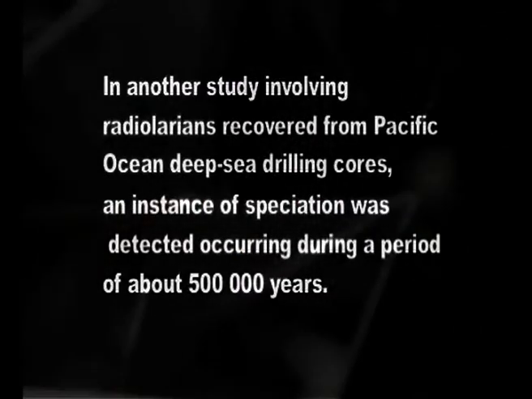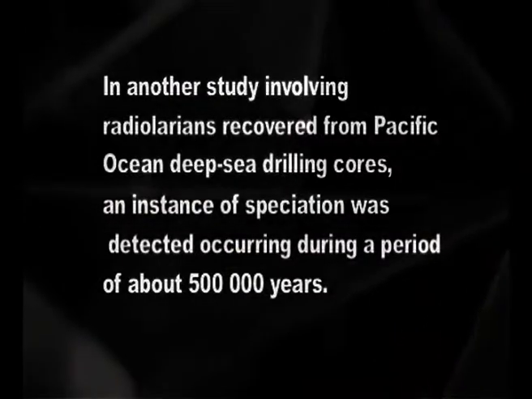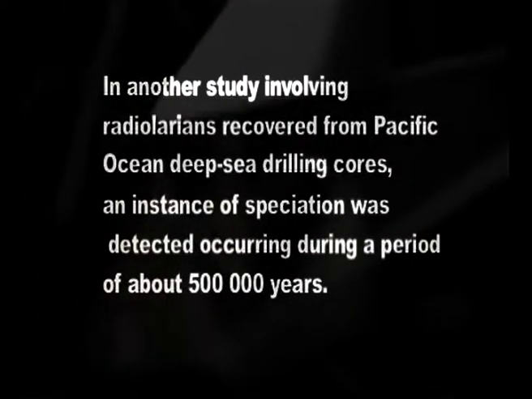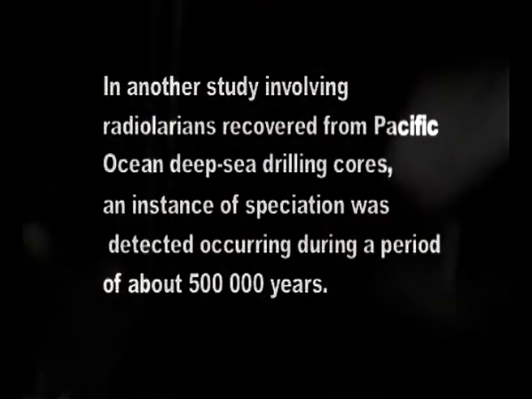In this pattern, there is no rapid shift in the morphology, and in studies of this kind, the species limits are usually recognized by comparing the morphological variation over a period of time with morphological variation of modern species and dividing up the continuum accordingly. In another study involving radiolarians recovered from Pacific Ocean deep-sea drilling cores, an instance of speciation was detected occurring during a period of about 500,000 years.